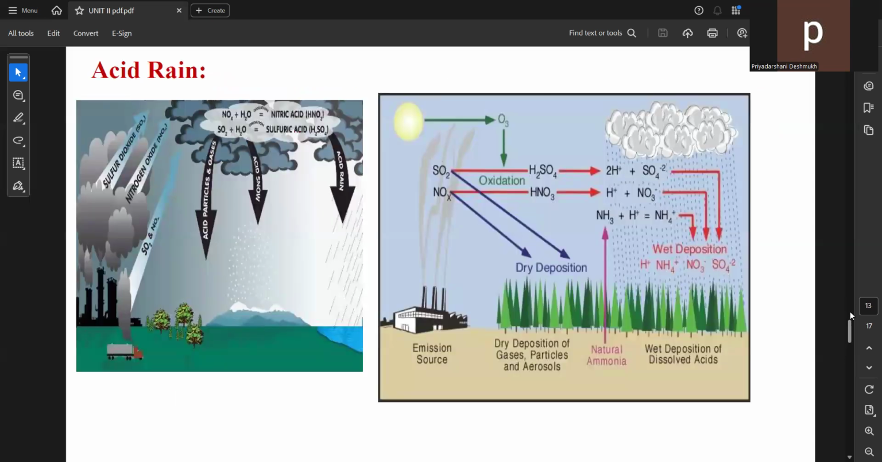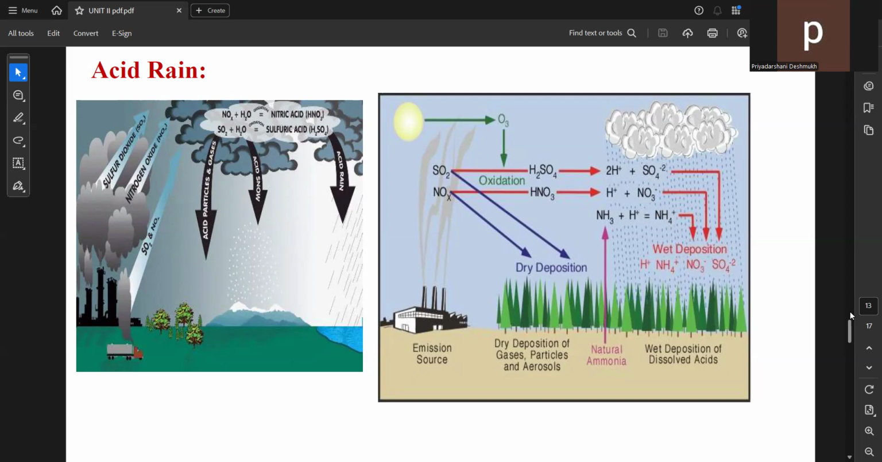Now, the next topic that we are going to study is acid rain. As we all know, what is acid rain? Acid rain is nothing but the formation of acids due to the mixing of SOx and NOx, which are present in the atmosphere. These NOx and SOx are obtained from industrial waste, which is the main cause, and also from vehicle exhaust. It mainly consists of SOx and NOx.